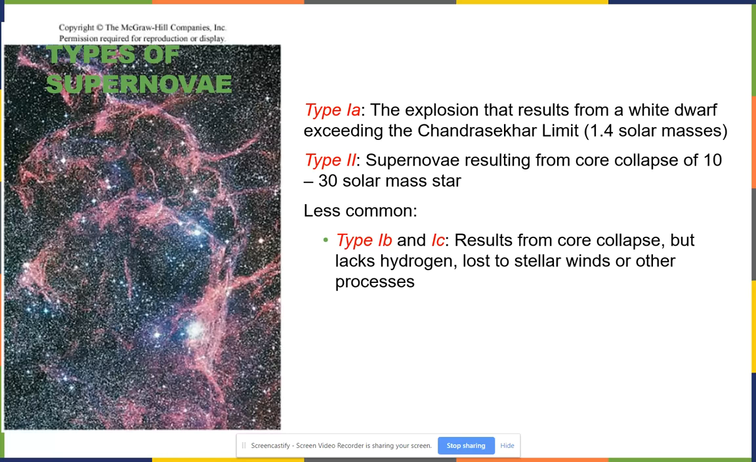So this here is a supernova remnant. You see just a big cloud of dust everywhere. Why is it lit up in bright pink? What makes stuff pink in astronomy?